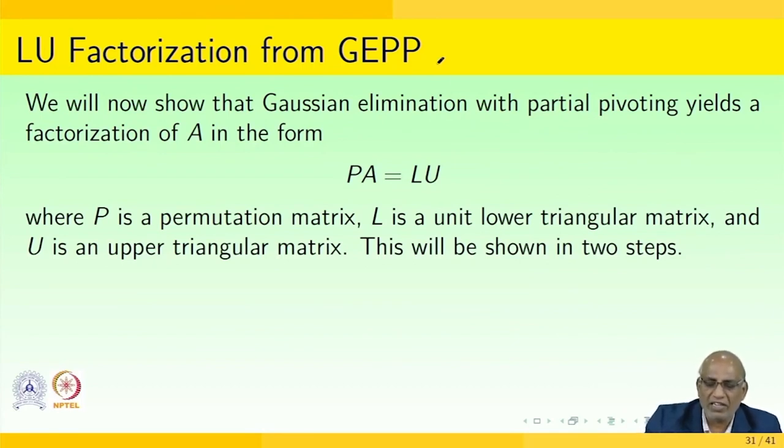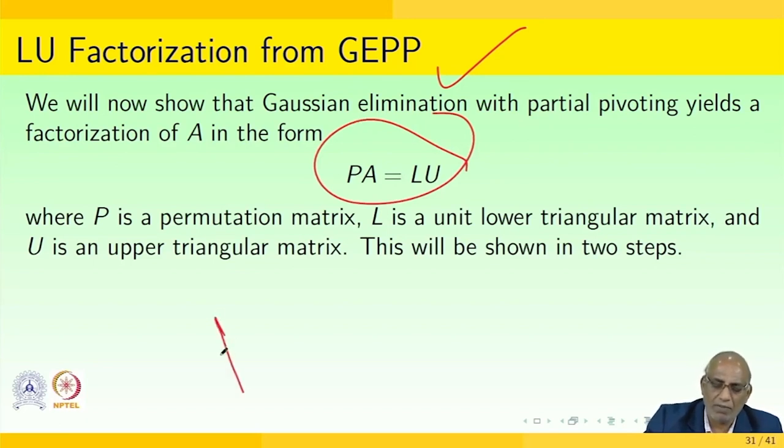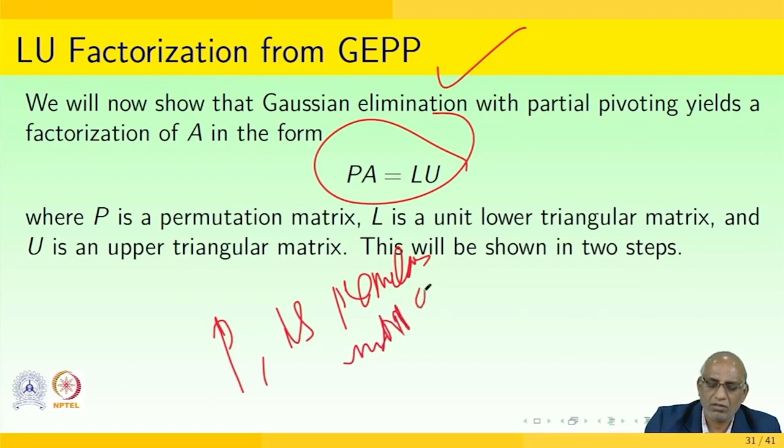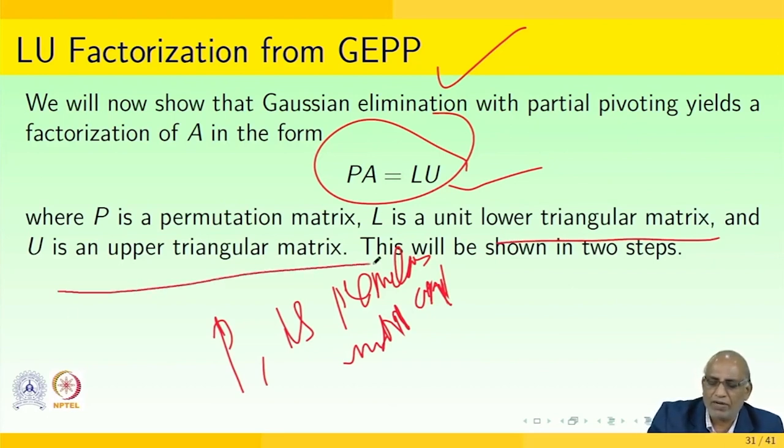So LU factorization for Gaussian elimination can now be written as PA is equal to LU, where P is a permutation matrix, L is a lower unit triangular matrix, and U is an upper triangular matrix.